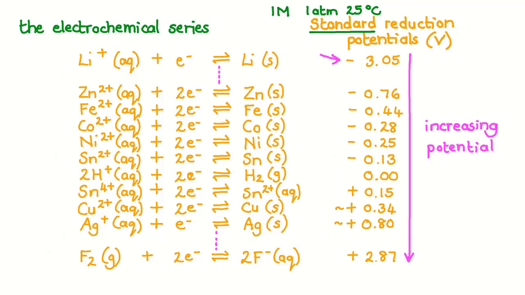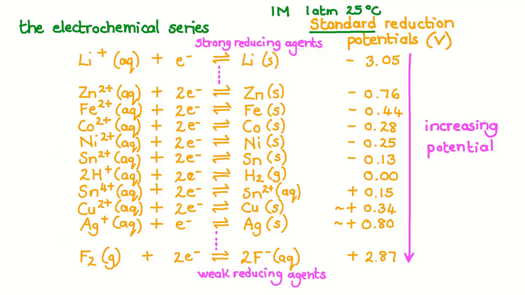Large negative values indicate strong reducing agents. So lithium metal is a strong reducing agent. Large positive values indicate weak reducing agents. So the fluoride ion is a weak reducing agent relative to lithium, and in fact relative to all the substances above it in the table.